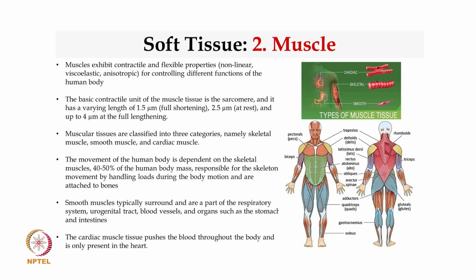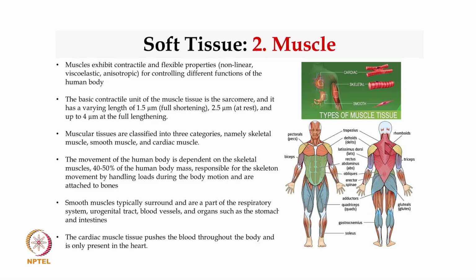So muscle tissues, the first category is skeletal muscle, right? The movement of the human body is dependent on the skeletal muscles. These are the muscles which transfer the loads to the skeleton, and that causes all my gait and different movements, right? 40 to 50% of the human body mass is taken by the skeletal muscles, right? They are responsible for skeletal movement, handling loads during body motion, and are attached to the bones. Good to know.